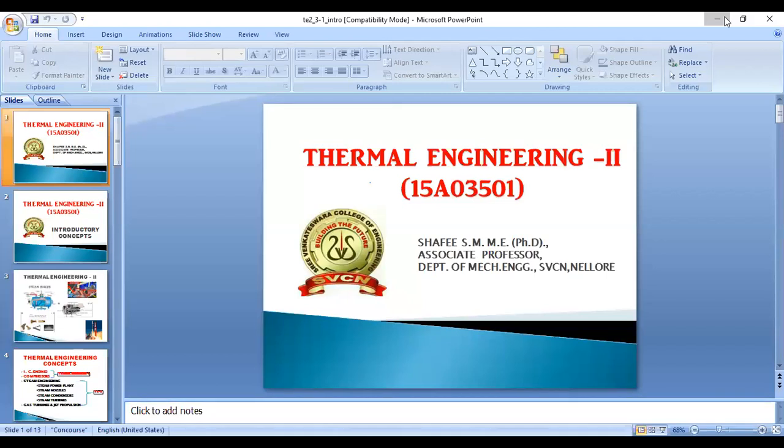Steam engineering is where I discuss the steam power plant, steam nozzles, steam turbines, etc. The other part is gas turbines and jet propulsion. Finally, I have given you the textbooks you can refer to for thermal engineering 2. Then I started, because I'll be dealing completely with steam energy: what is steam, how steam is produced, and what steam energy is available for mechanical work production.